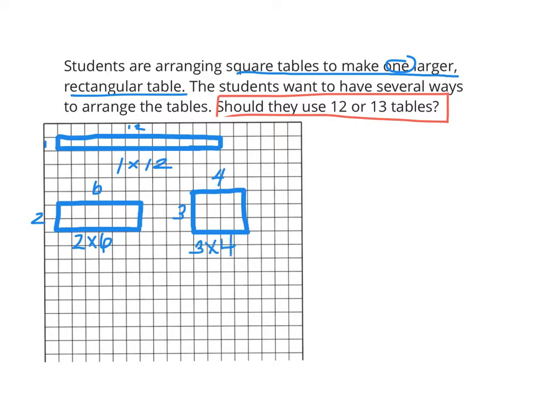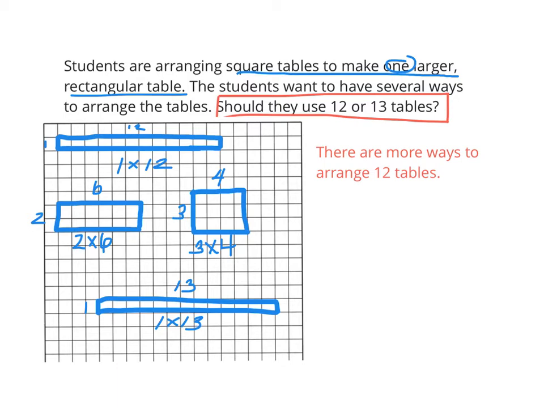And there's actually one that you could have come up with for using 13 tables. The only rectangle you could have come up with would be just one row of 13 for the multiplication equation 1 times 13. So if you take a look here, there were 3 different ways to arrange the tables if they were to use 12 tables. But if they wanted to use 13 tables, there was only one arrangement. So looking at this, we can see that there are more ways to arrange 12 tables.